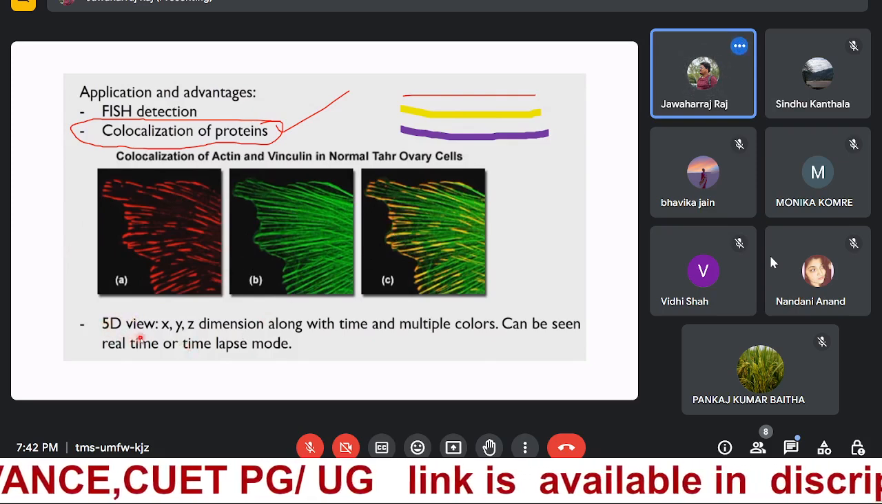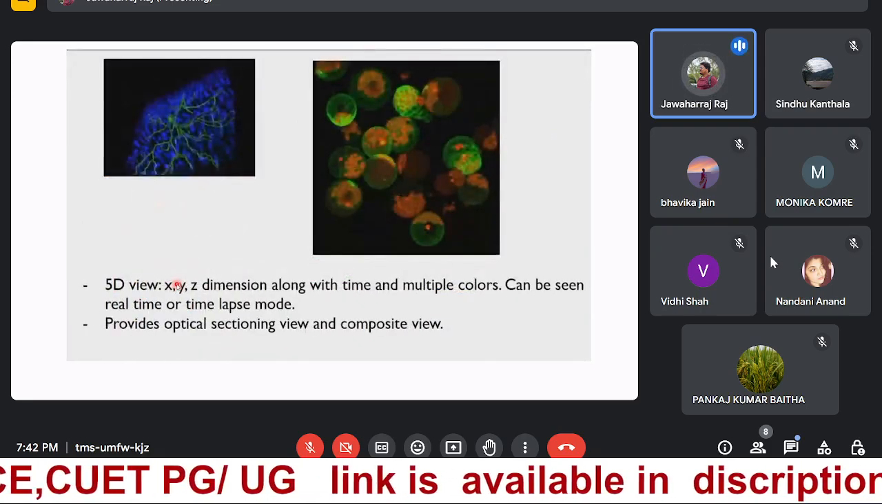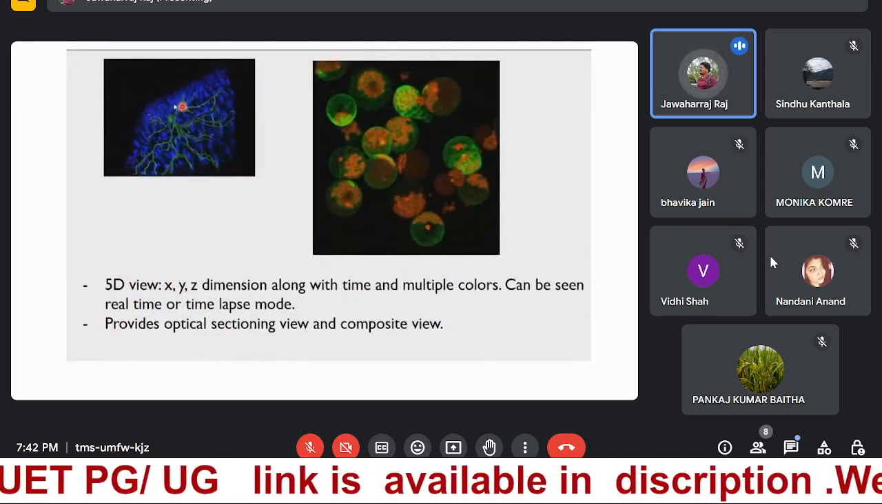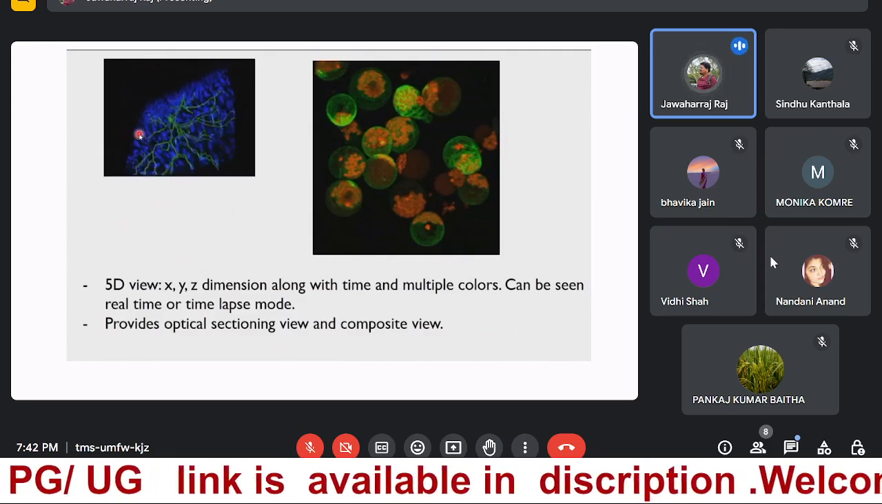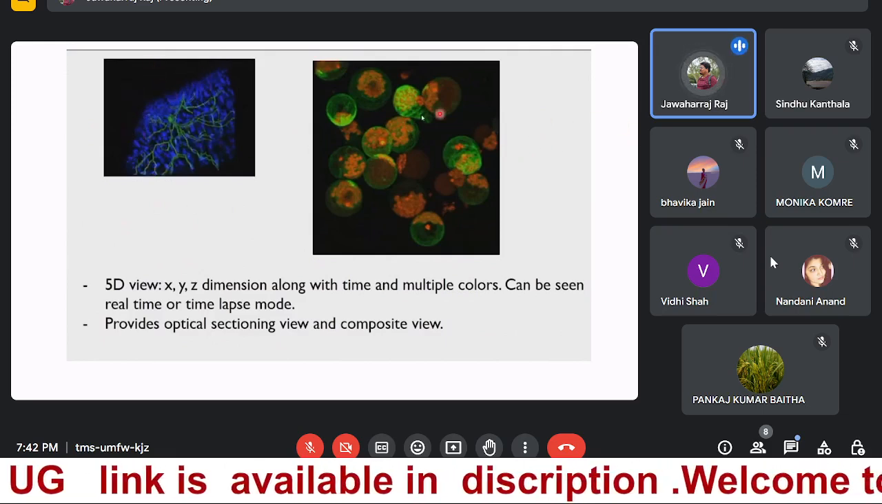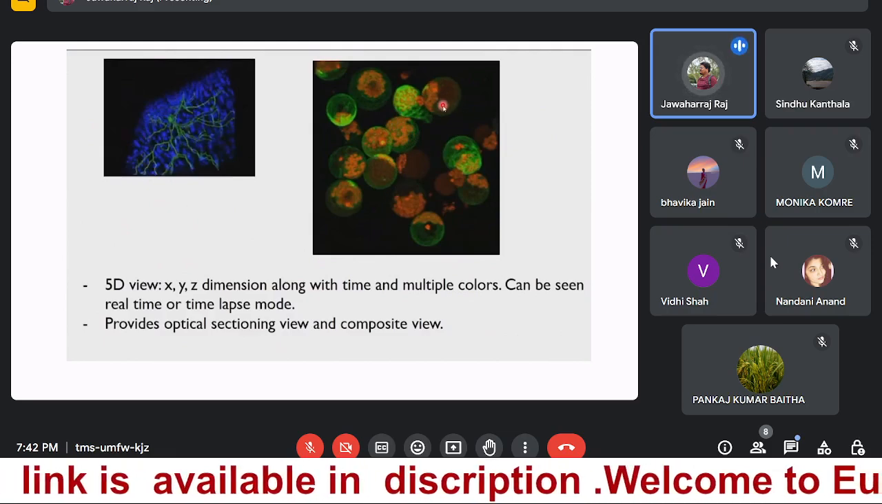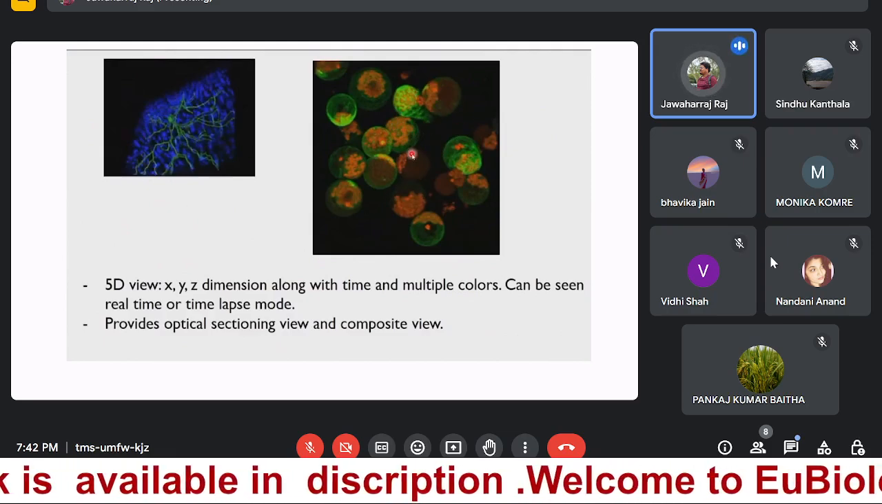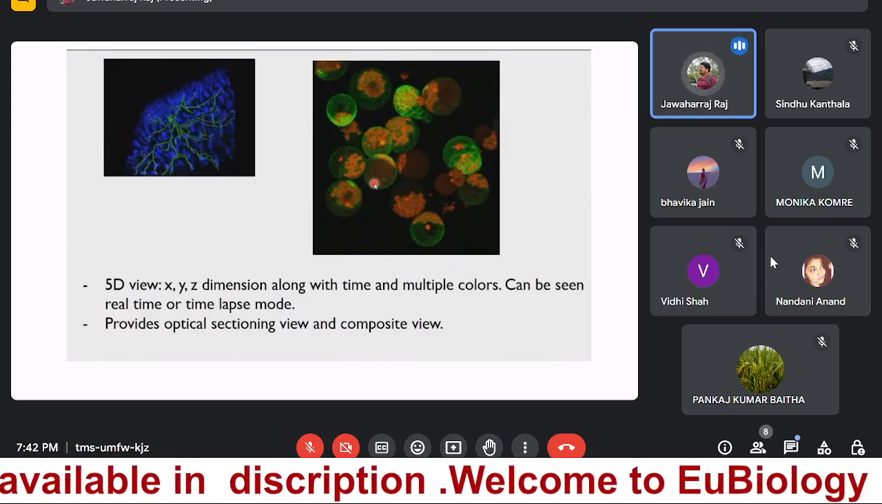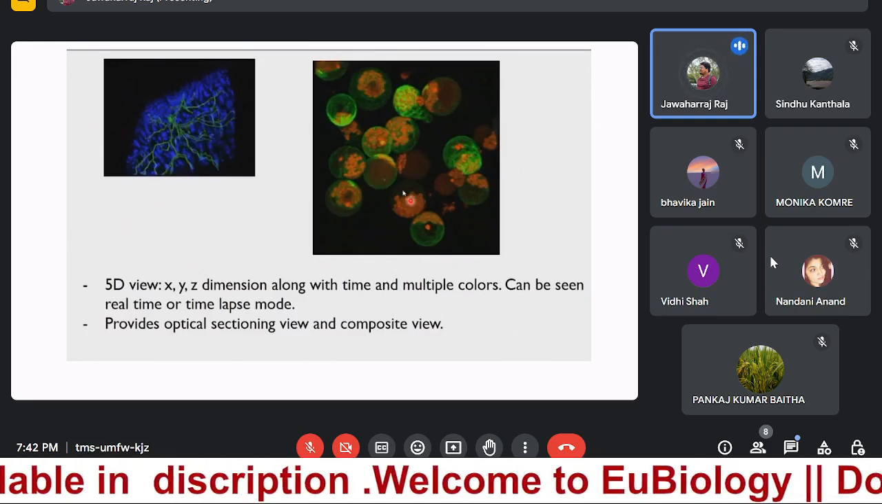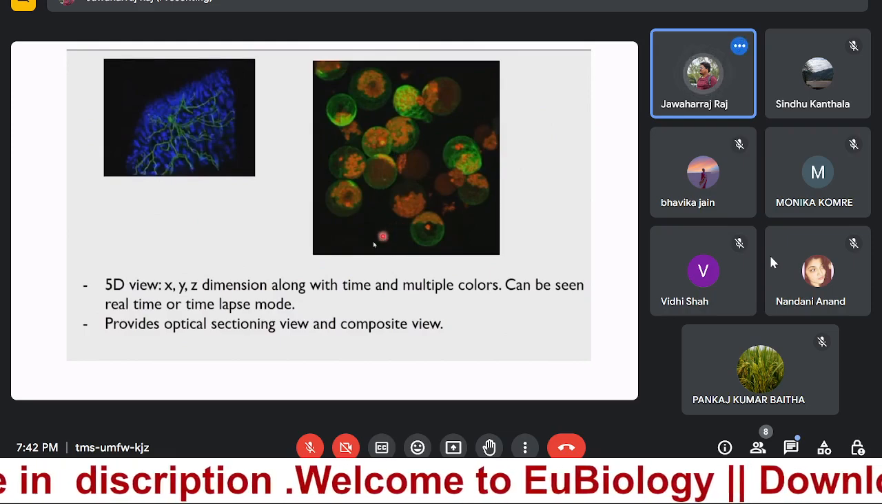It is the 5D view. Why 5D view? Because you can see the entire XYZ axis, and you can see the 3D view also. You can rotate these cells. You can see what is behind, what is in front, what is at the sides, in the confocal microscopy.